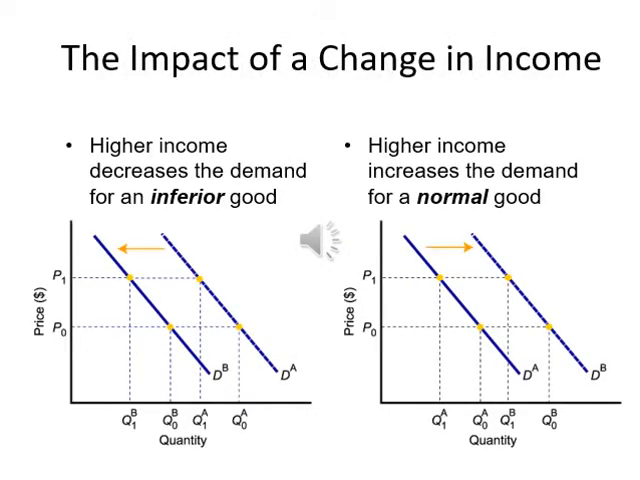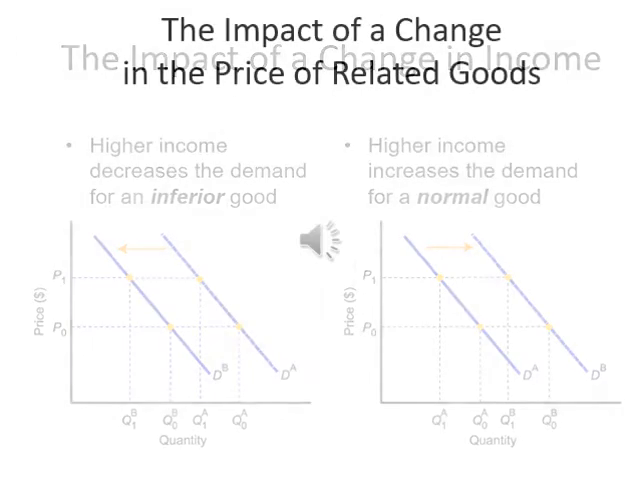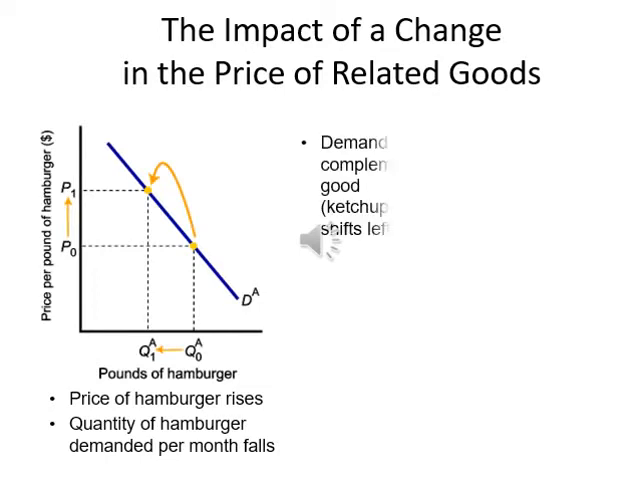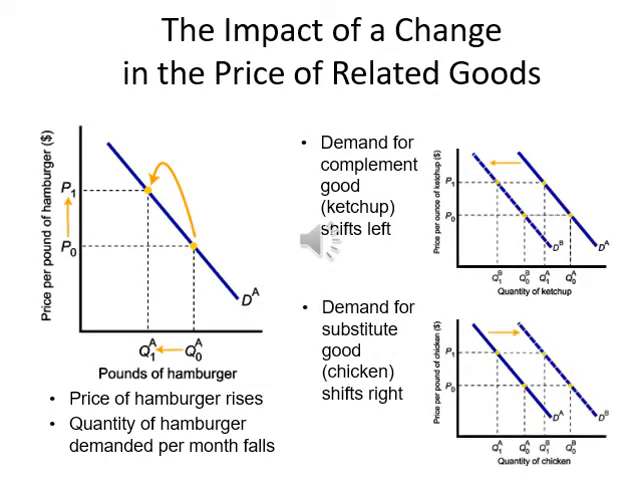Higher income decreases the demand for an inferior good. Higher income increases the demand for a normal good. When price of hamburger rises, quantity of hamburger demanded per month falls. The change in price of hamburger results in the impact of a change in the price of related goods. First, demand for complement good, ketchup, shifts left. Second, demand for substitute good, chicken, shifts right.